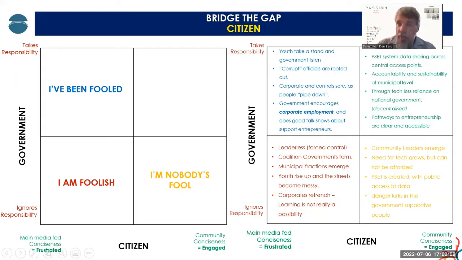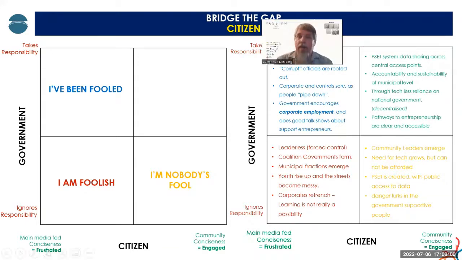The last type of citizen in this one is where the government takes responsibility and the community consciousness is engaged. So what you have here is a PSET system, data sharing across central access points. The government is ensuring good policies are in place. They take responsibility for the policy. They are making sure that the different municipalities, different regions, different areas are actually putting policy in place and living according to the policy and making the policy work.